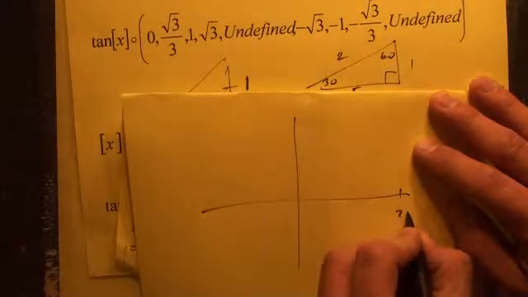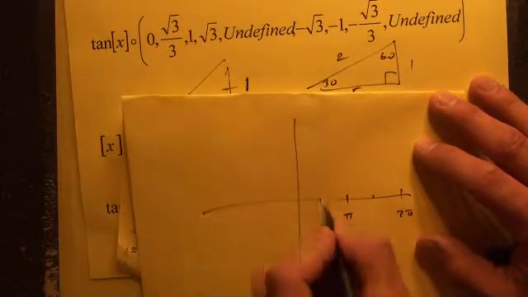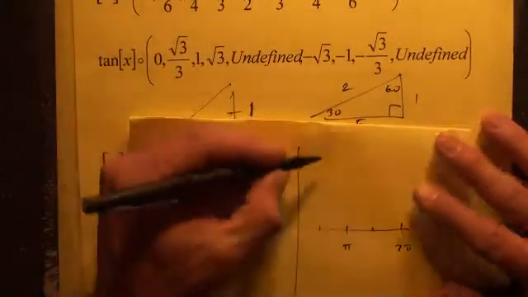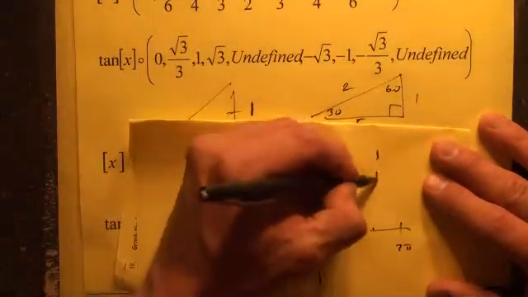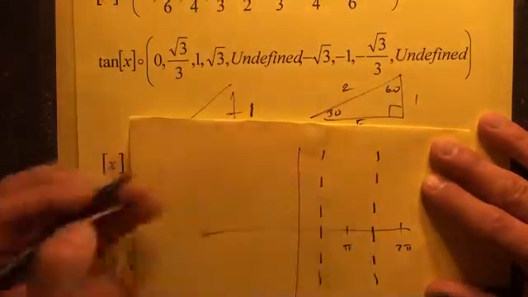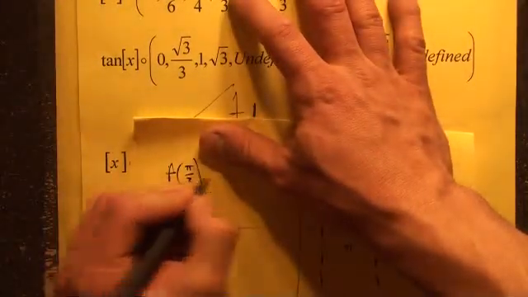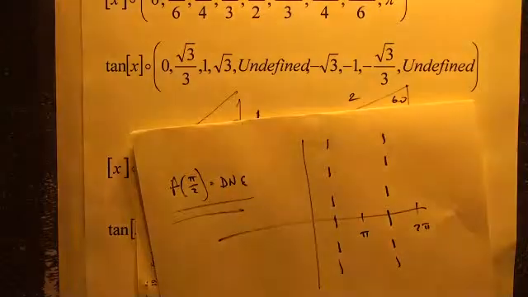So here you are at 2 pi. Here you are at pi. So we've got 3 pi over 2 and pi over 2. We're definitely undefined at the 90s. So we're definitely going to have what are referred to as vertical asymptotes. In other words, f of pi over 2 does not exist. It gives you an undefined.